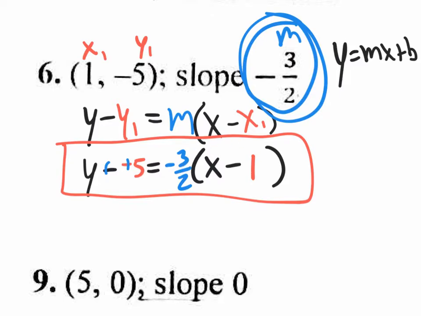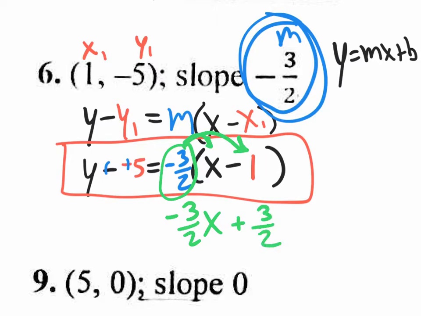So some of us are thinking, let's get rid of the fraction. That would be great if they asked us to write it in standard form, because standard form doesn't have fractions. But slope-intercept does have fractions. So you could actually, if you want to, get rid of the fraction. I am going to distribute negative 3 halves times x. That's negative 3 halves x. Negative 3 halves times negative 1, that's a positive 3 halves. Are you with me?